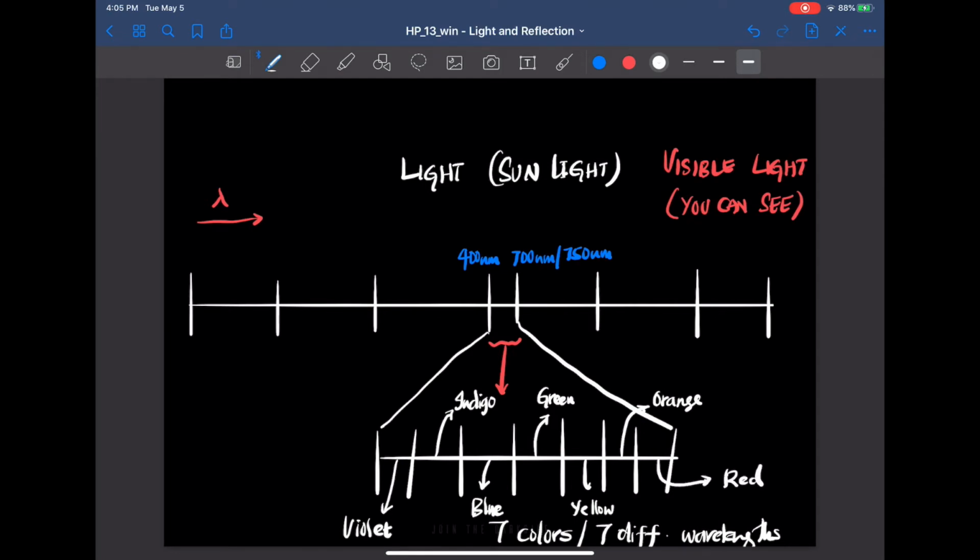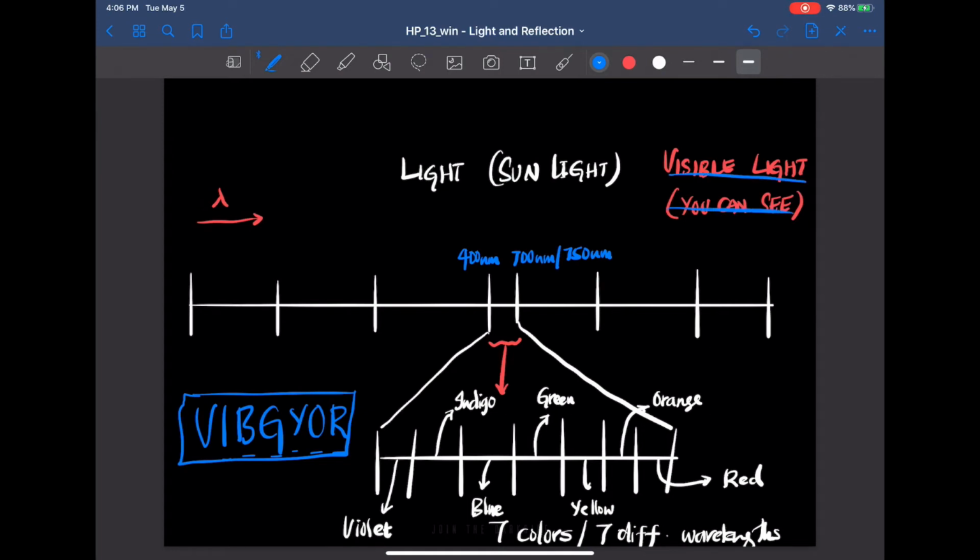So to understand this, or to make it simpler, we give it the short form VIBGYOR. VIBGYOR is violet, indigo, blue, green, yellow, orange, and red. So this is the short form given to all the wavelengths of light that are condensed into the visible light spectrum.